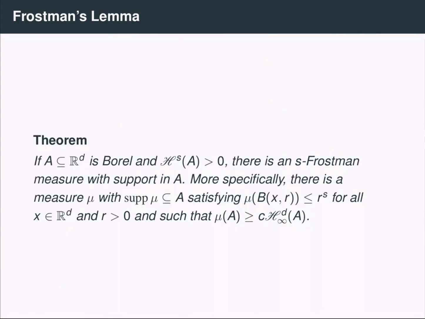So there's actually a converse to this result that says if I have a Borel set of positive Hausdorff measure, then there exists an S-Frostman measure with support contained in A. More specifically, I can find a Frostman measure mu with constant 1 of dimension S, and so that its mass is at least a constant times the Hausdorff content of A.